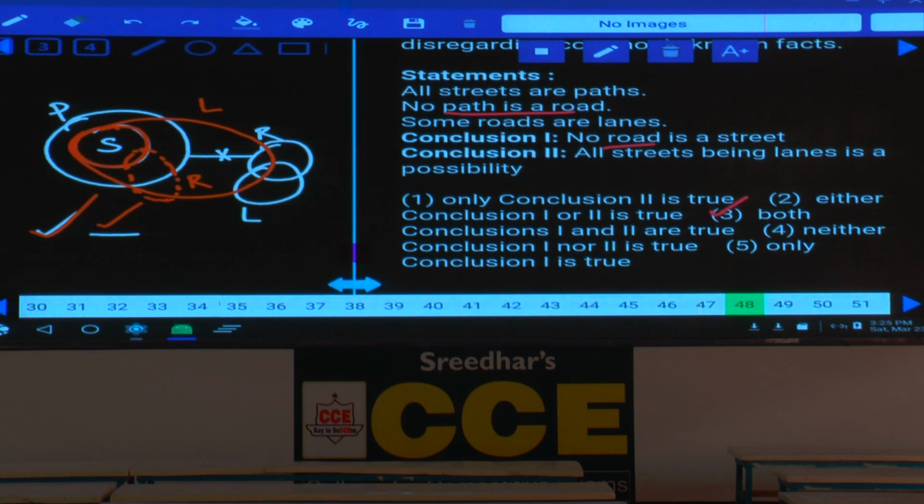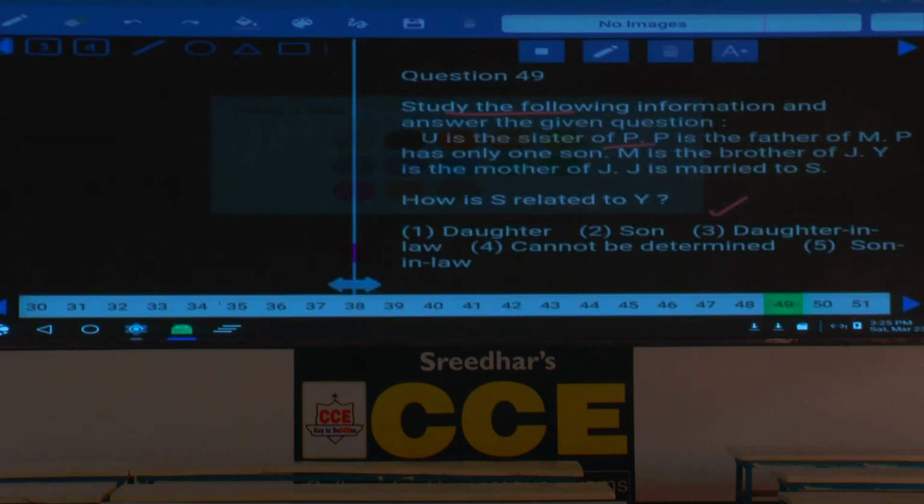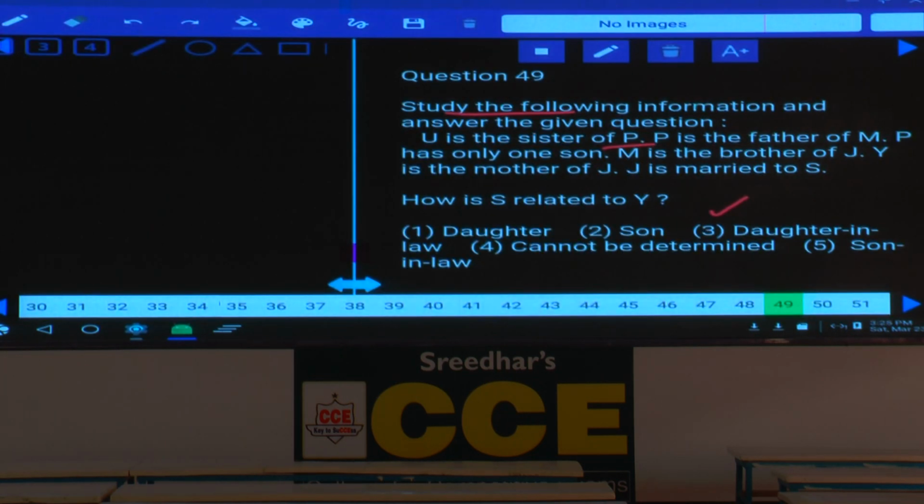Done with this? Then question number 84. U is the sister of P. As U is the sister of P, tell me how to represent this one. U, the sister of P, can be written like this. And P is the father of M.